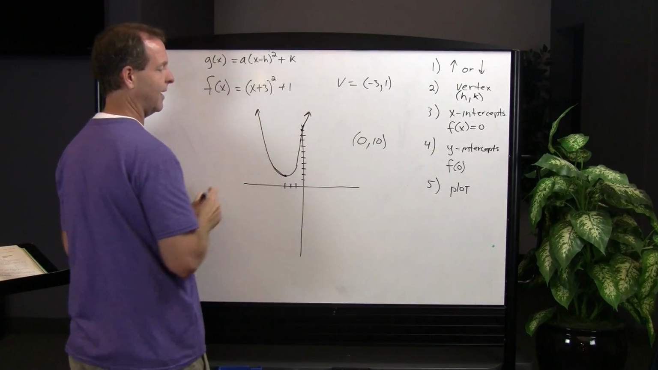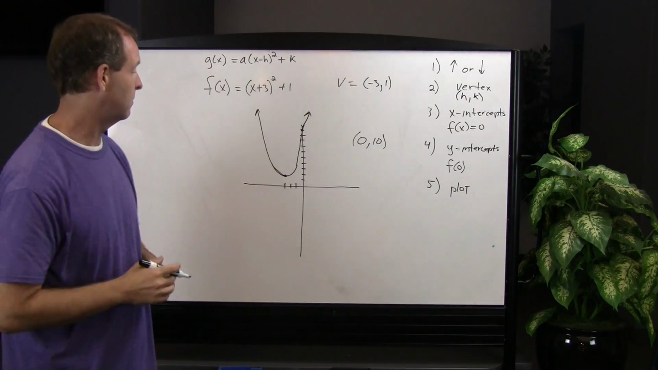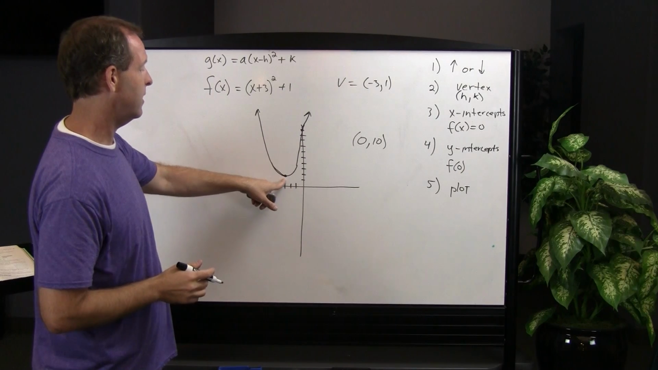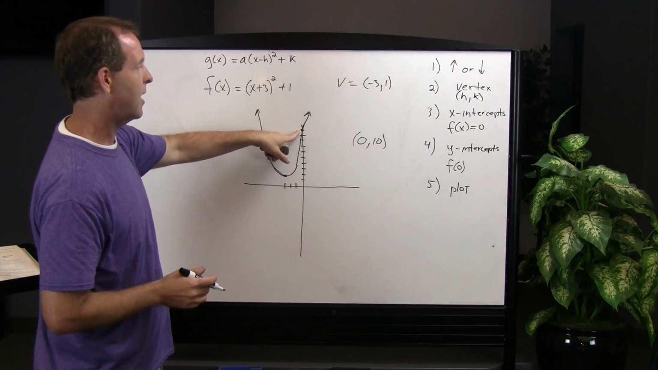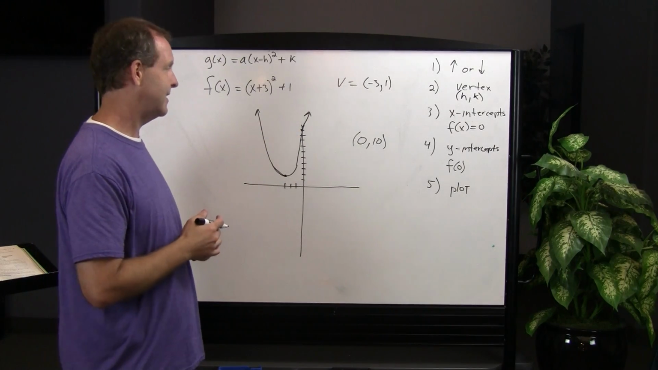And so there are the key points of that graph that I know. I have a vertex at (negative 3, 1). The graph opens upwards. It's symmetric about this axis. And it crosses right here at (0, 10).